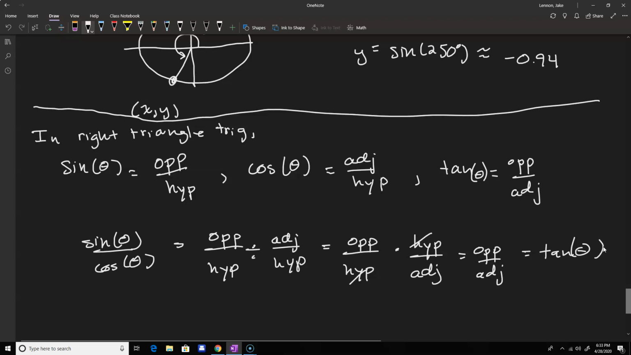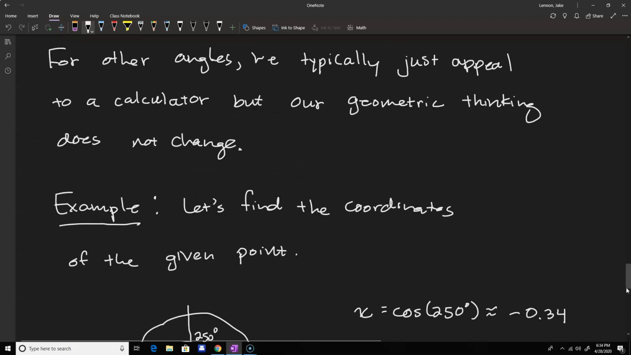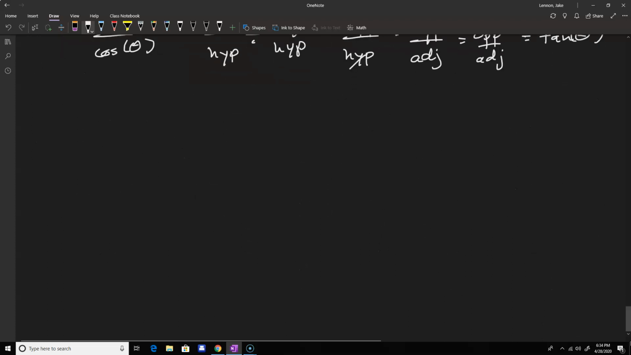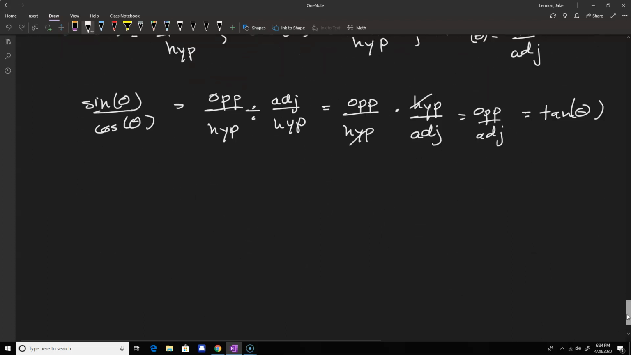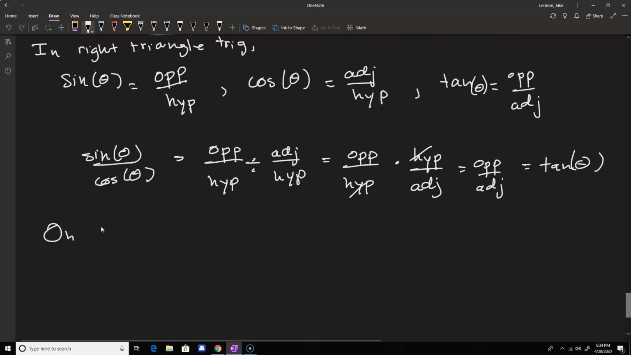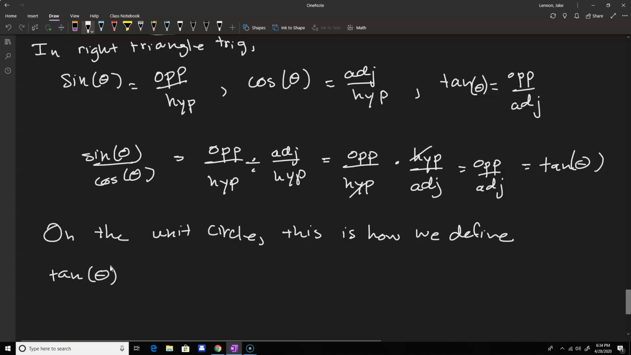So on the unit circle, we take this to be the definition of tangent. So yeah, let's write that down. So on the unit circle, this is how we define tangent of theta. That is, tangent of theta is just sine of theta over cosine of theta.